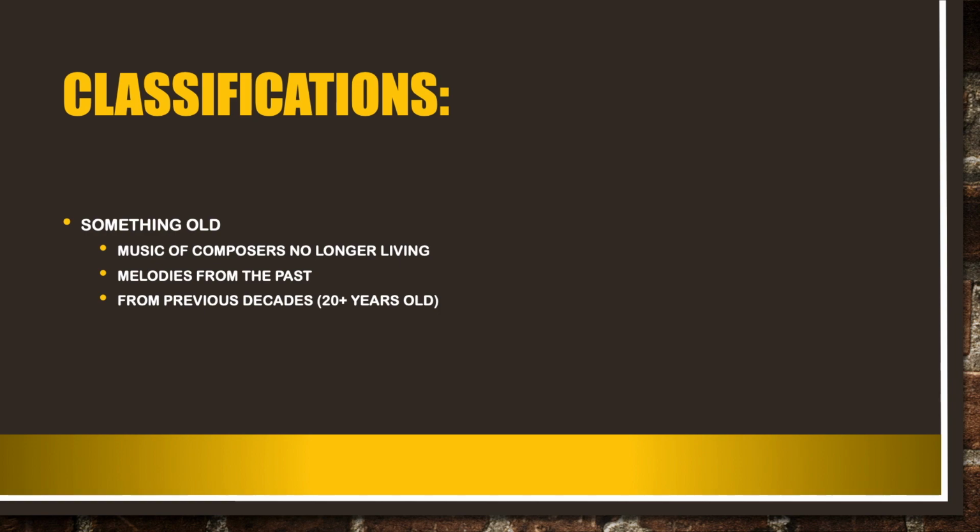Again, to balance that off, we spoke about David Maslanka earlier. Much of his music from his early compositional days was written more than 20 years ago as well. So these, again, are just generalized. There's no line of demarcation where you can say that a piece goes from being new to being old. It's just a general way to look at it: what could we think of as old music? Music of composers that are no longer alive, music based upon melodies of the past, and music from previous decades, 20 plus years ago.